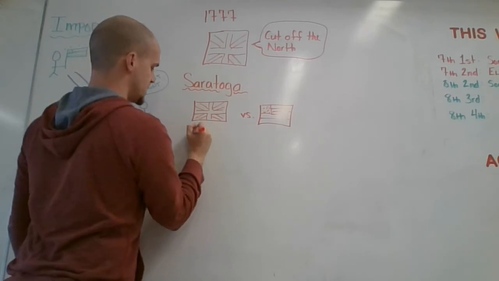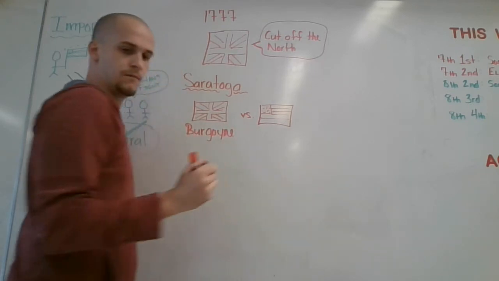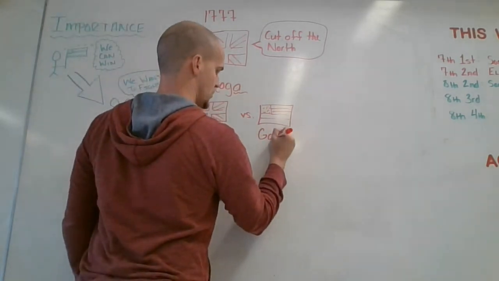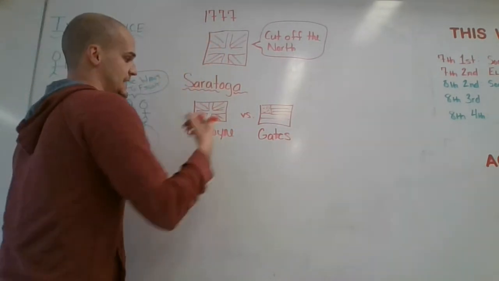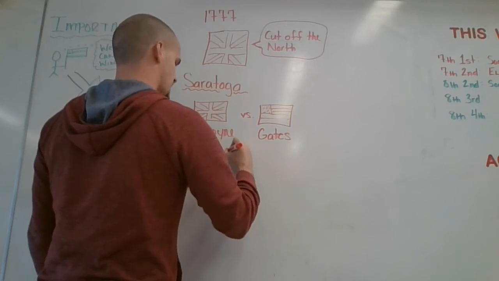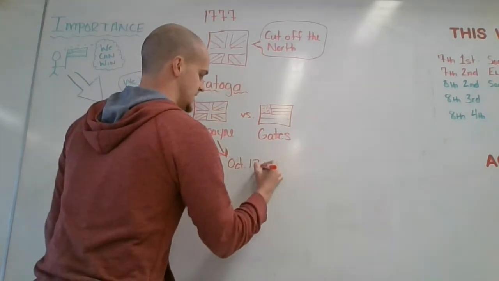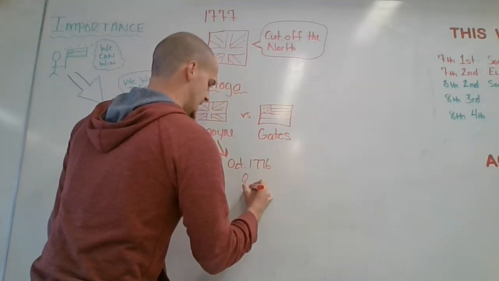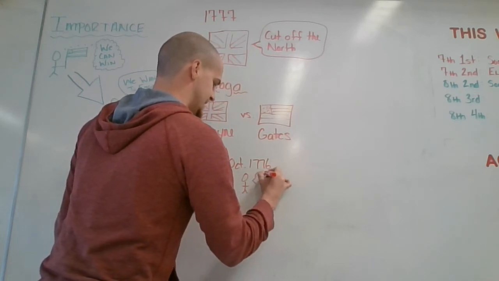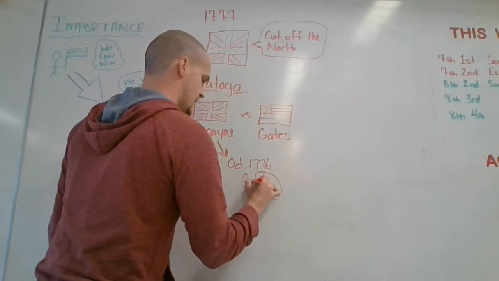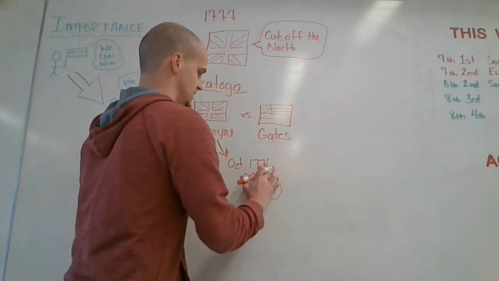And the general for the British is Burgoyne versus Gates, Horatio Gates, for the Americans. And so they fight and they battle and they fight. And ultimately what Gates is able to force Burgoyne to do in October of 1777, I'm sorry, not 76, is to surrender. And this is a major, huge victory.